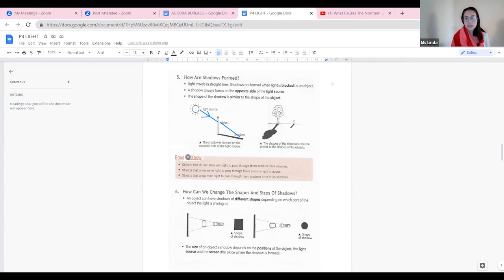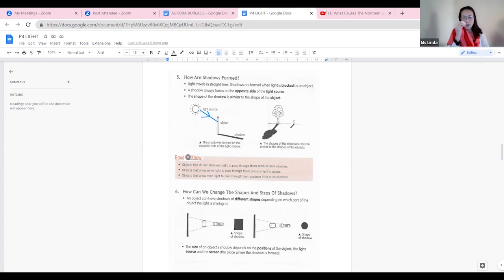So basically, the object doesn't allow the light to pass through. All right. So the shortest shadow will be at noontime, where the sun is right above us. And we can't actually block anywhere unless you got an umbrella. But still the shape will be just directly right above. Okay, it will be directly a round shape.